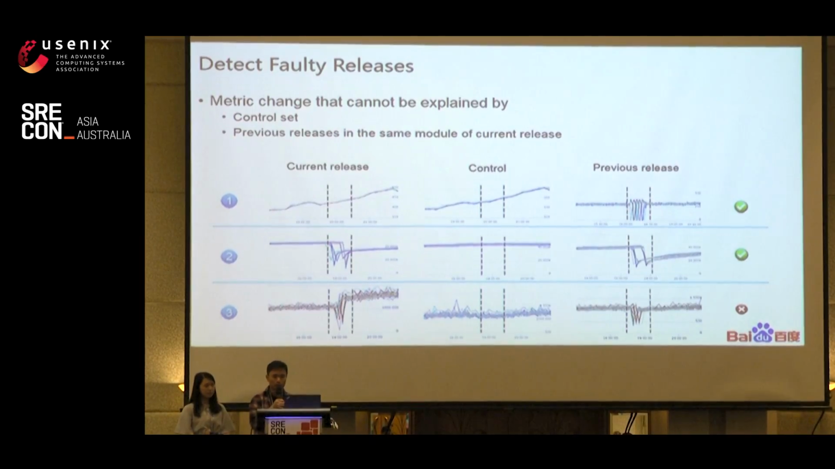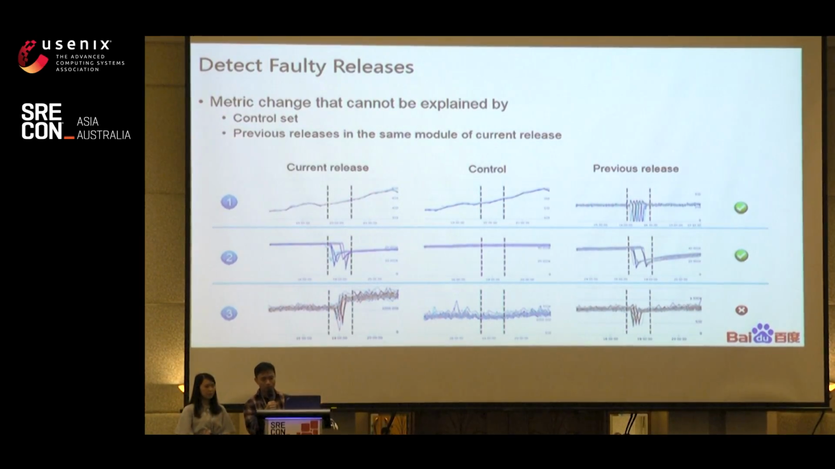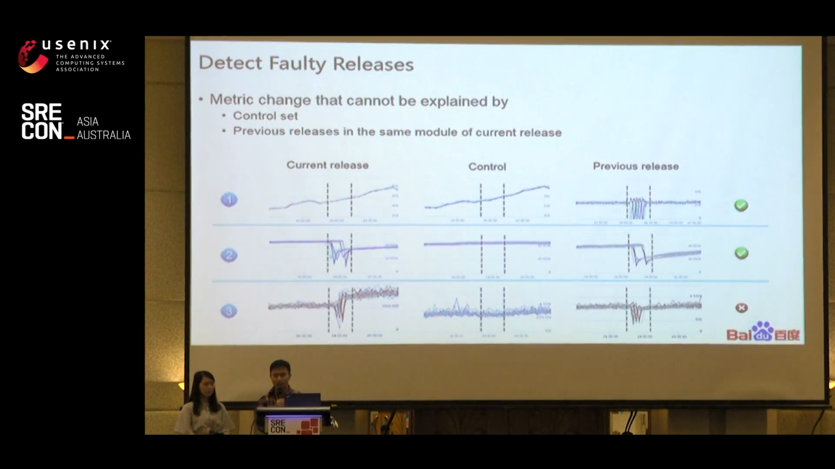So if we perceive that the metric did not display any sudden change, it actually means that something is wrong in the system. So we decided to use two sets of data as the base model. One is the previous release in the same module, and one is the instances that have not applied the newly released version as the control set. Here I would like to show you several examples.